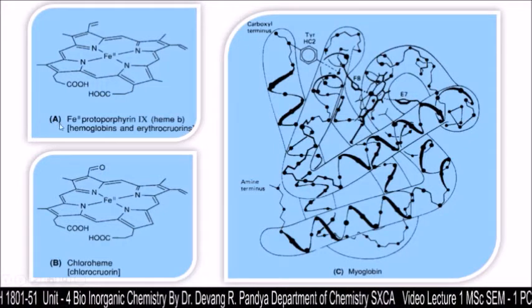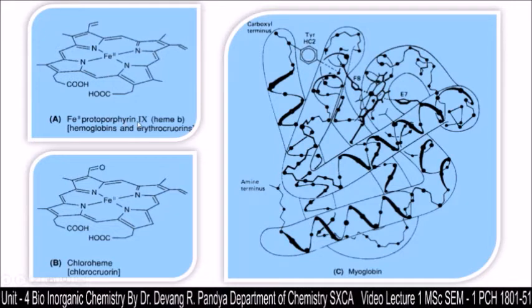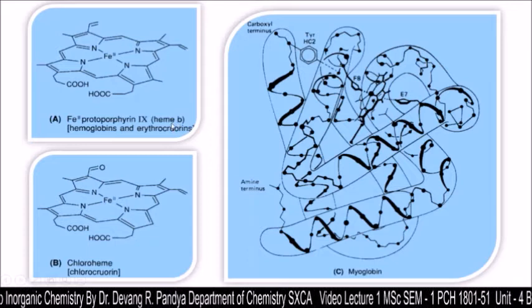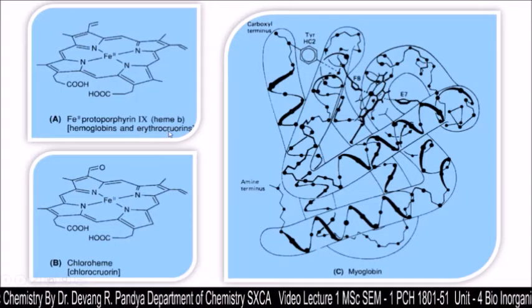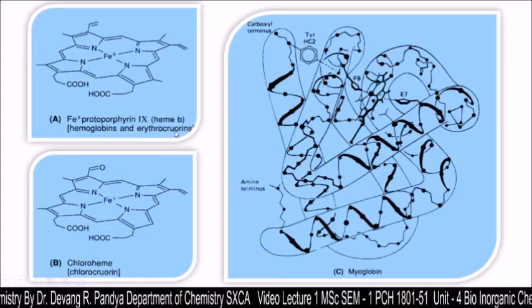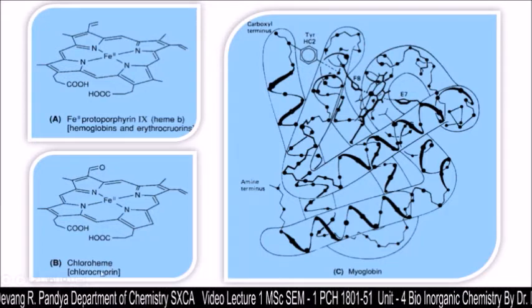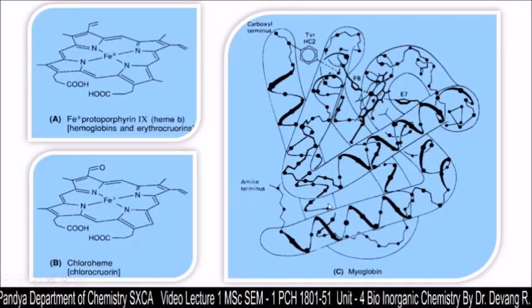This is figure A, that is Fe protoporphyrin IX, also known as heme B, in hemoglobin and erythrocruorins, and B is chloroheme, that is chlorocruorin, and C is myoglobin.